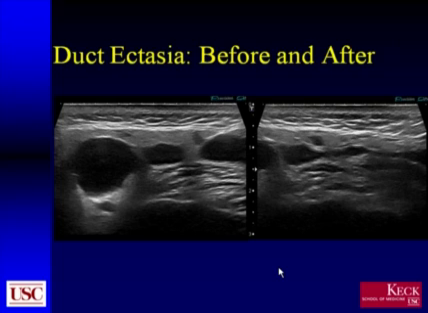Here you can see a patient who has marked duct ectasia with a tender area laterally, which after drainage was seen to just collapse, and at this point you can actually see the duct itself with this rather beaded appearance that you see here.